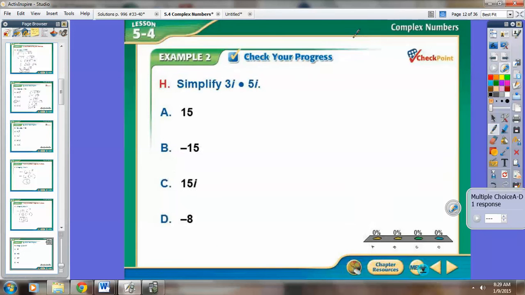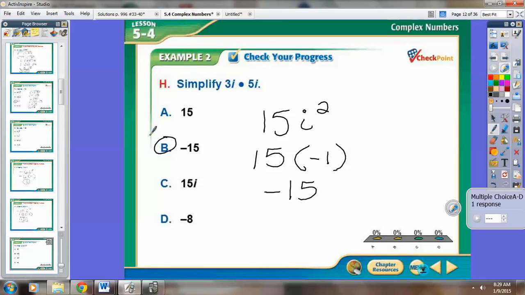Excellent. Most everybody says B here. 3 times 5 is 15, and i times i is i squared. We know that i squared is equivalent to negative 1. So 15 times negative 1 is negative 15. Let's move on to some different problems.